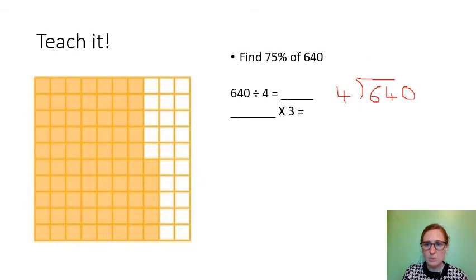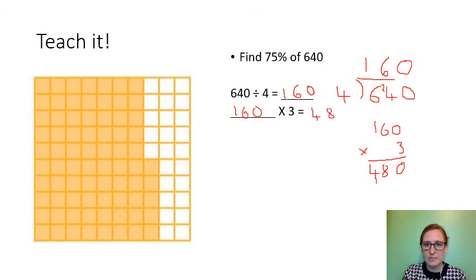How many 4s in 6? 1, with a remainder of 2. How many 4s in 24? 6. How many 4s in 0? None. So 1/4 is 160. Once we know 1/4, we can multiply it by 3 to find 3/4. So 160 times 3. For this, we can use our short multiplication method. 3 times 0 is 0. 3 times 6, 6, 12, 18. 3 times 1 is 3, plus 1 is 4, giving us the answer of 480. So 75% of 640 is 480.